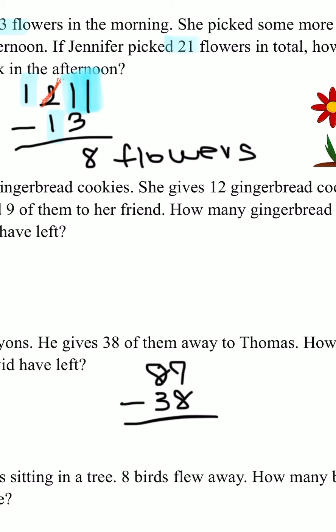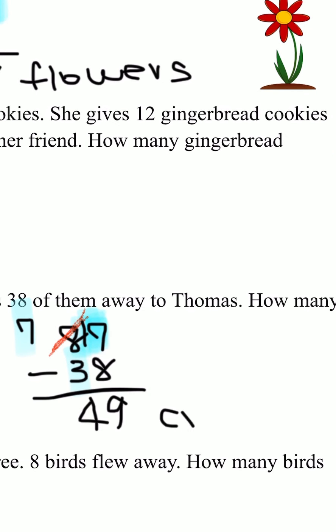Now, here again, the top number is smaller than the bottom number, right? 7 is smaller than 8. So we're going to borrow 1 ten from 8. That would turn into a 7 because we subtract 1. And now we have 17 over here. Okay, 17 minus 8 would be 9. And 7 minus 3 is 4. So the answer would be 49 crayons. So he has 49 crayons left.